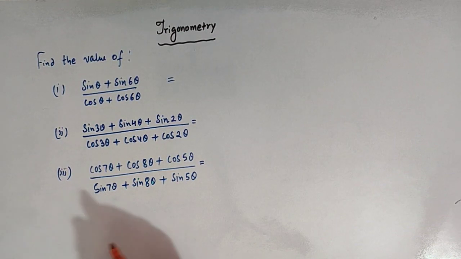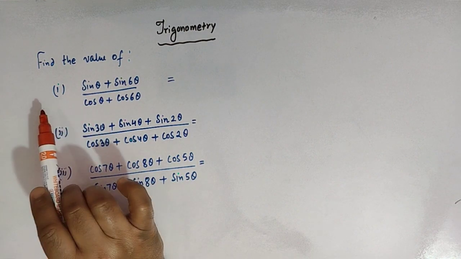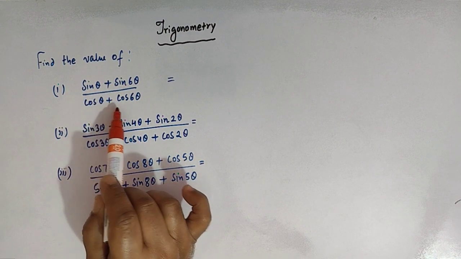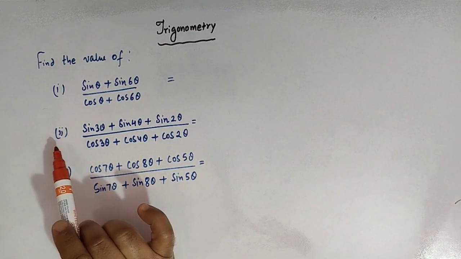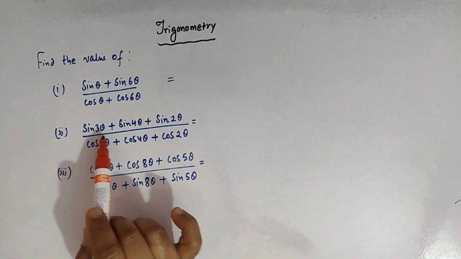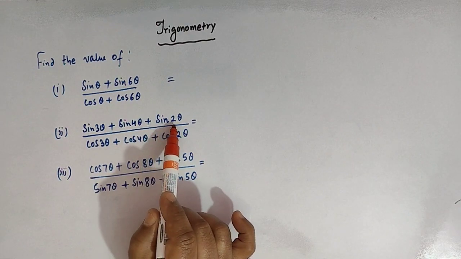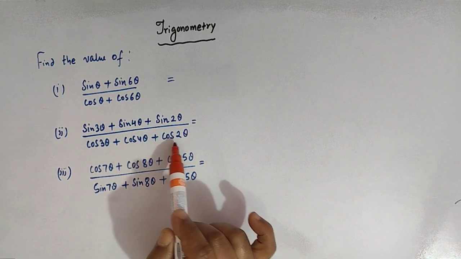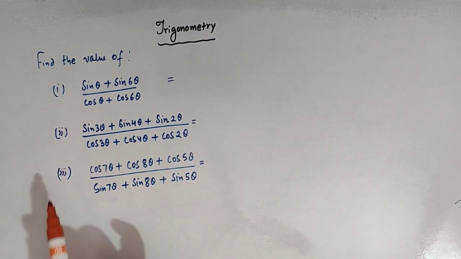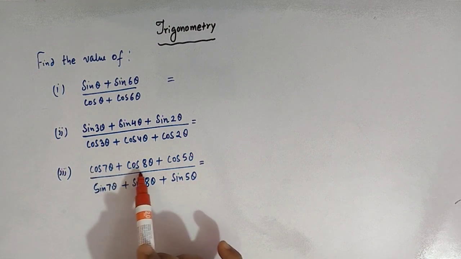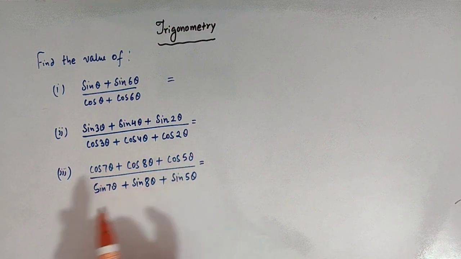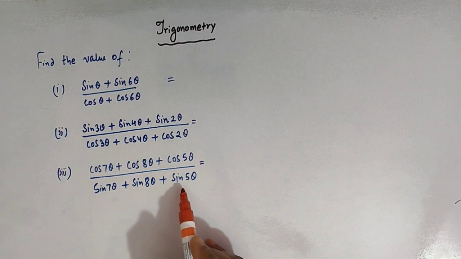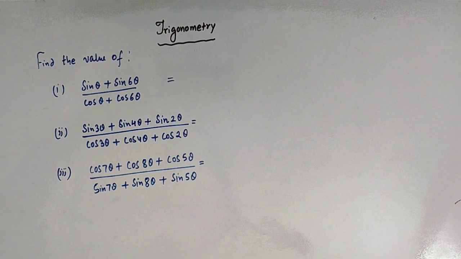So now let us first quickly see the expressions. In the first one we have sine theta plus sine 6 theta divided by cos theta plus cos 6 theta, right? And in the second expression we have sine 3 theta plus sine 4 theta plus sine 2 theta divided by cos 3 theta plus cos 4 theta plus cos 2 theta, right? And in the third expression, we have cos 7 theta plus cos 8 theta plus cos 5 theta divided by sine 7 theta plus sine 8 theta plus sine 5 theta, right?